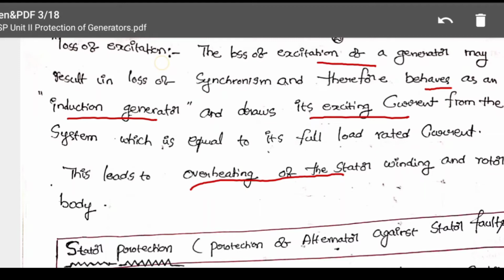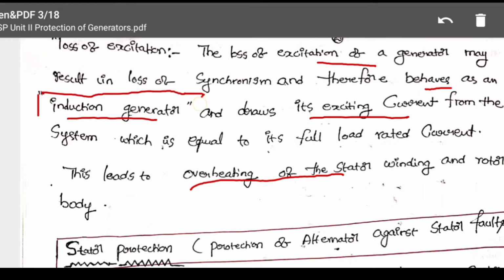This leads to overheating of the stator winding and rotor body. One more thing: loss of excitation causes loss of synchronism, and the machine acts as an induction generator. It is a very important objective question. When loss of excitation happens in a synchronous generator, the synchronous generator or alternator acts as an induction generator. It is very important.